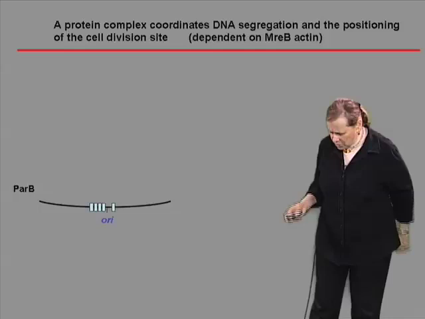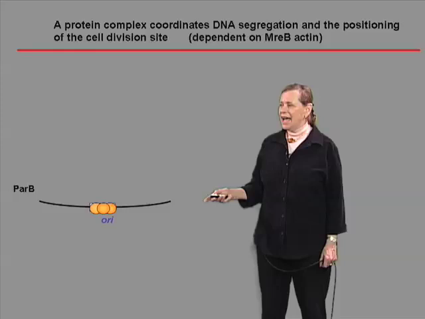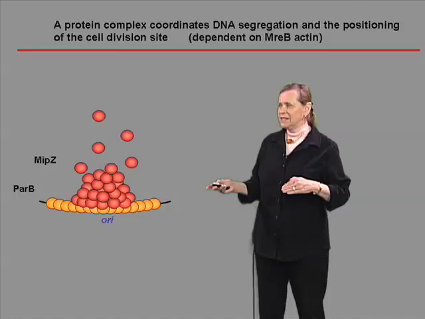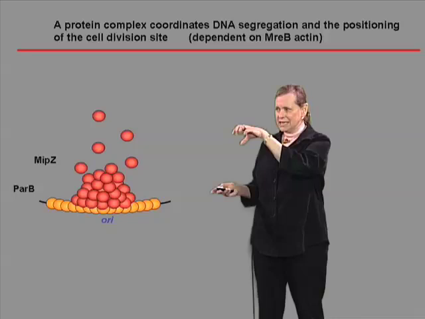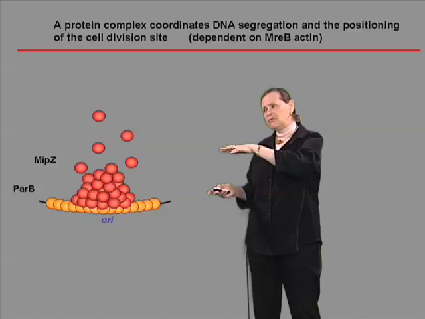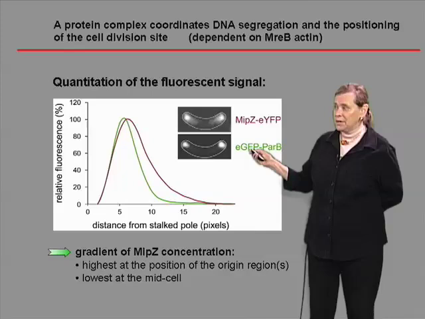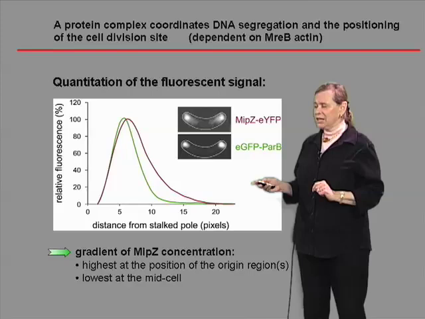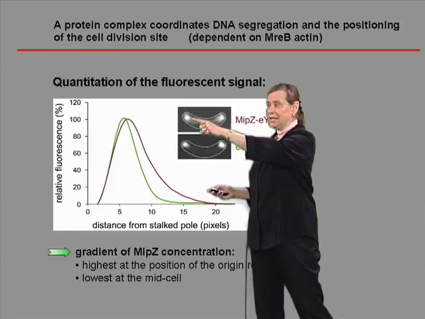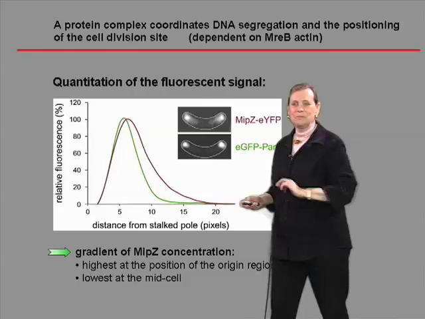What I show you here is a piece of DNA in which we have the origin shown here, and a protein called ParB lines up all the way around the origin, and then this MipZ protein forms by binding to ParB, but not very tightly, so that it in fact forms some kind of gradient. And when we look very closely using the fluorescent microscope, labeling either the ParB with GFP, or the MipZ protein with YFP, you can see that the ParB is very tight at the poles, whereas the MipZ forms a gradient with the least expression at mid-cell.